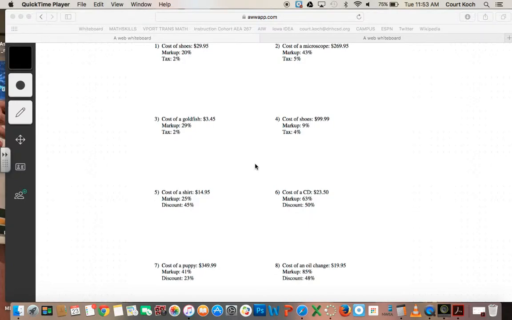Guys, this is the second part of markup discount, and we're going to add tax to this. I'm going to show you a couple examples of the problem and how sometimes you do the problem once and it's not done, as you can see here. Not all your problems will look this way. We're still to the point where you'll do one and the other. But I wanted to show you how to do this.